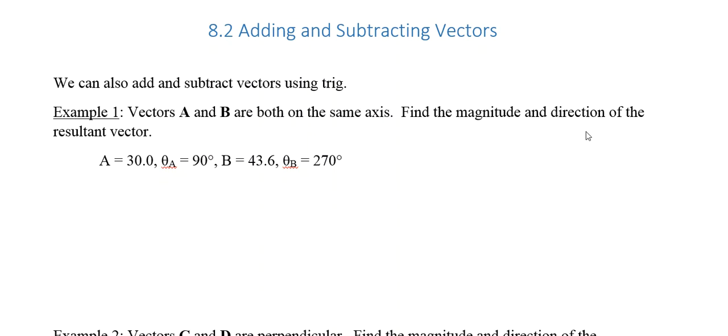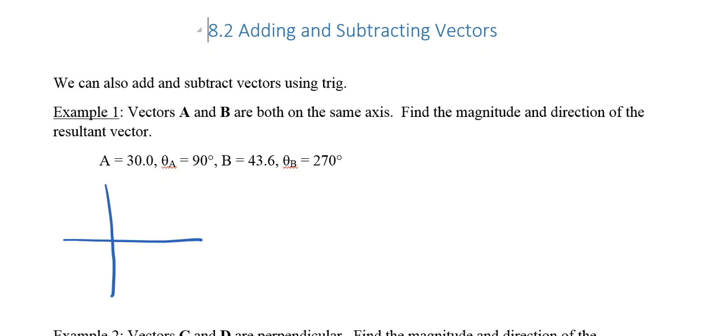So I have two vectors, A and B, and they happen to be on the same axis, so one's going up and one's going down, you can see. Find the magnitude and direction of the resultant vector. So last section we would draw it, and I'll go ahead and draw it just to make the change over.